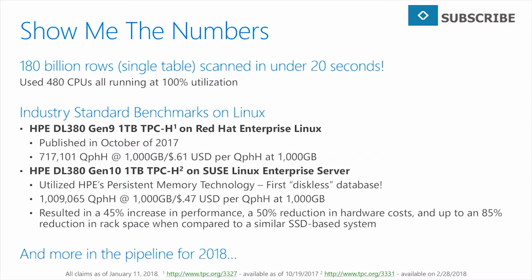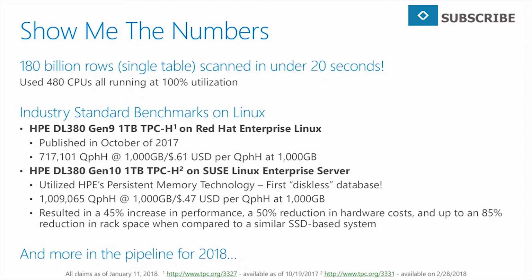Now, in partnership with HPE, we published 2 separate TPC-H benchmarks using SQL 2017 on Linux. The first result was an HPE ProLiant DL380 Gen9 using Red Hat Enterprise Linux. This result was about 5% faster than a result published on similar hardware using SQL Server 2016 and Windows. This publication really highlights the overall performance benefits in SQL Server 2017.